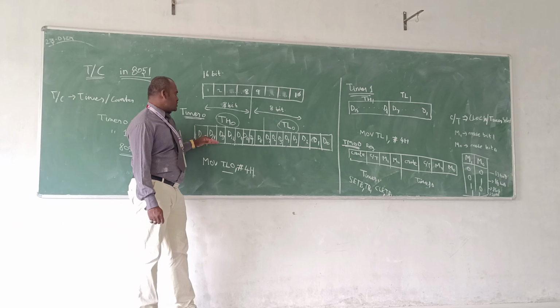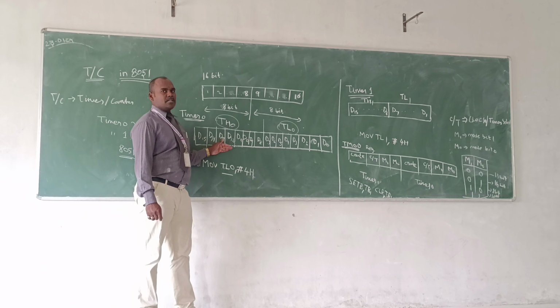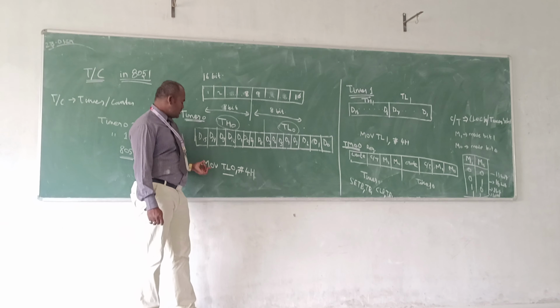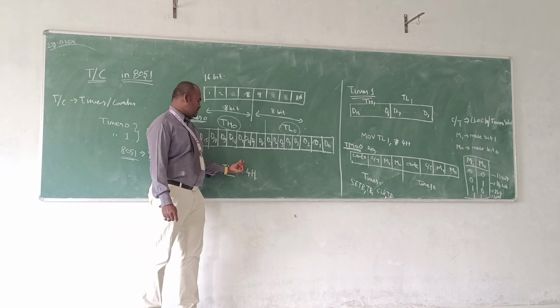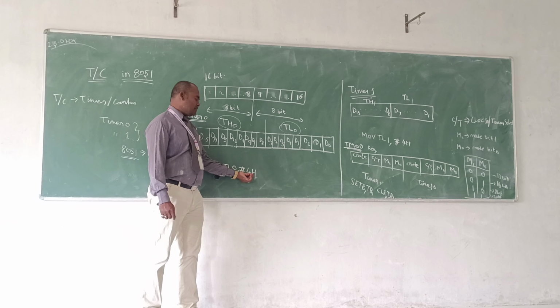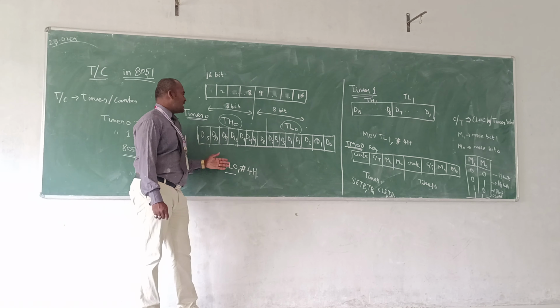For example, these two registers hold the data. This data we can access anywhere in the program. For example, with MOV, the TL0 holds data, and it can be moved to the address 4H, that particular address. So it is easily accessible.